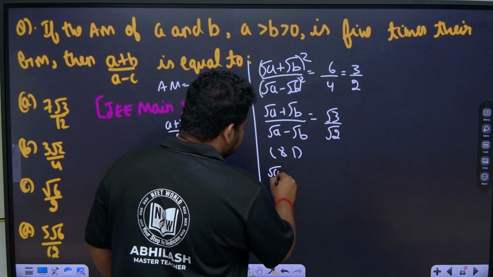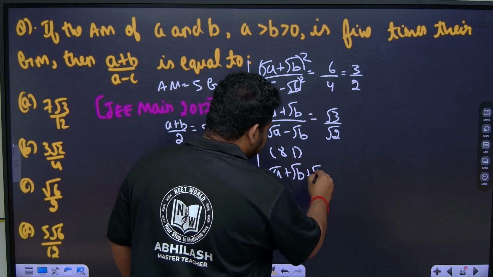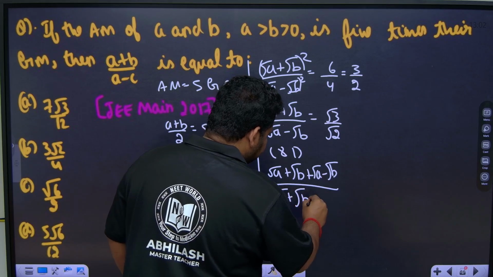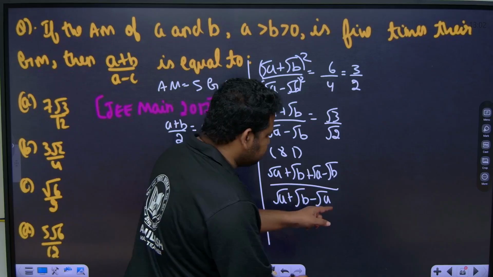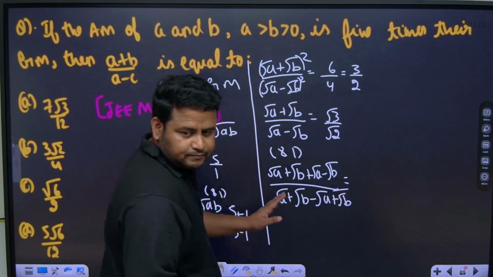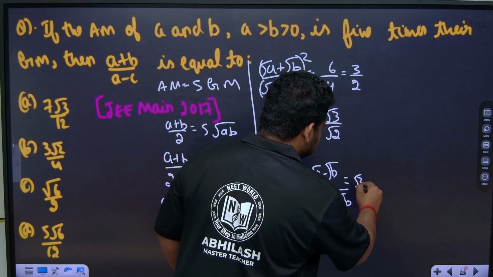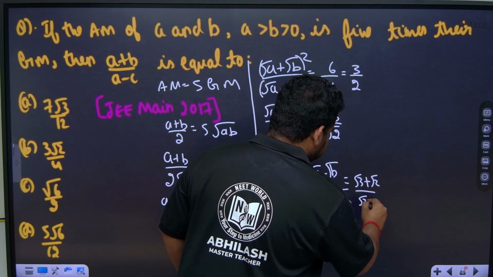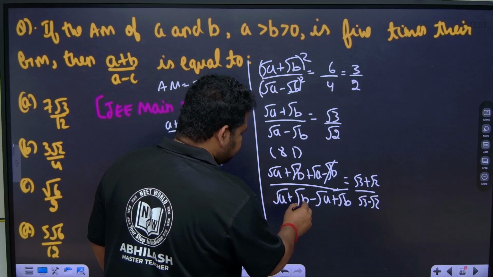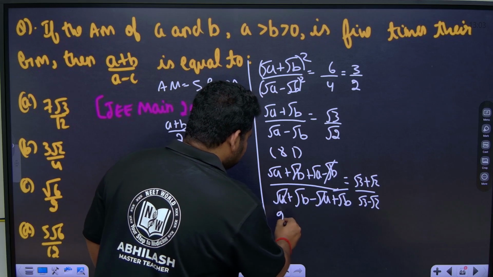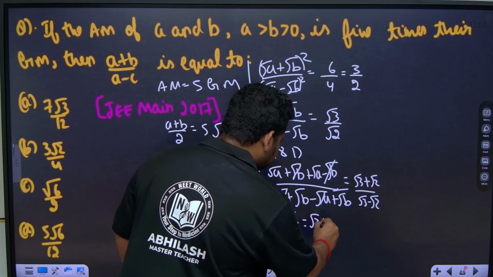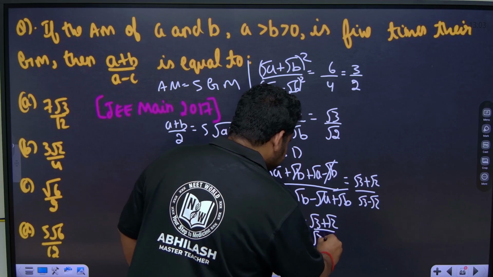What I will get? (√a+√b+√a-√b) divided by (√a+√b-√a+√b). If I separate, this will become plus. Correct? No? This will become plus. This will be understood. Again I applied this thing. So this will become (√3+√2)/(√3-√2). What will cancel? This and this will cancel. A and A will cancel. So this will be 2√a by 2√b is equal to (√3+√2)/(√3-√2).